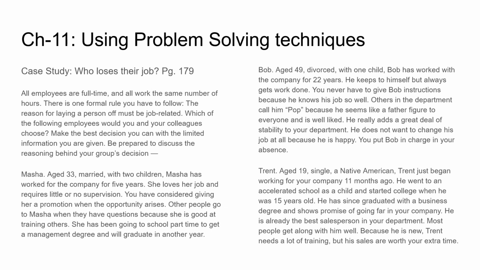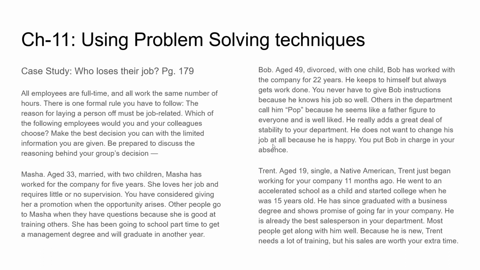So you know that all employees are full-time, all work the same number of hours. You only have one formal rule you need to follow. Whoever you lay off, one person, must be job related, right? So understand that when you get the background information on all the different candidates, you're supposed to only choose the job related issues to fire them for, right? You can't choose anything else. So which of the following employees would you and your colleagues choose to fire? Make the best decision you can with the limited information you were given. So be prepared to discuss the reasoning behind your group's discussion.